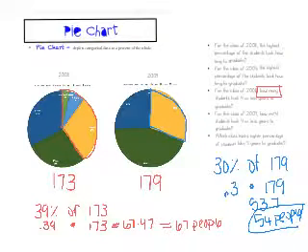Which class had a higher percentage of students take 5 years to graduate? So go ahead and pause the video and answer that question.